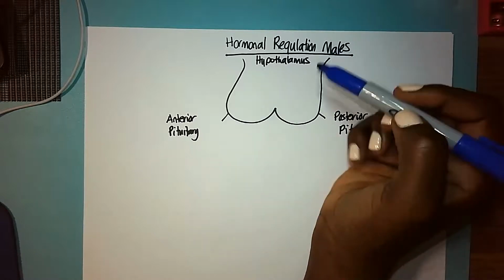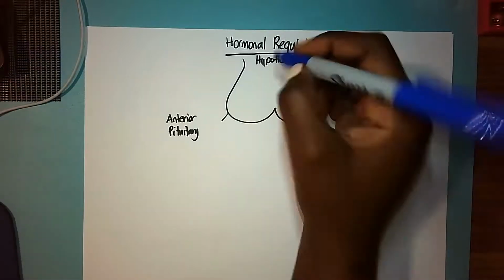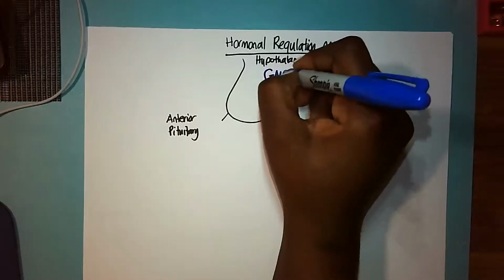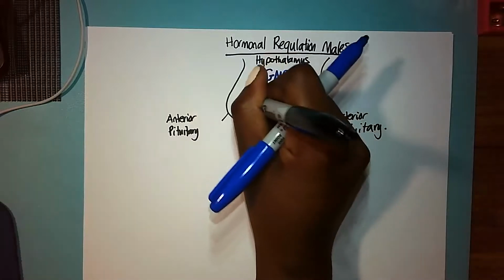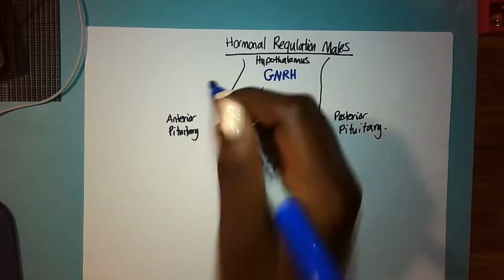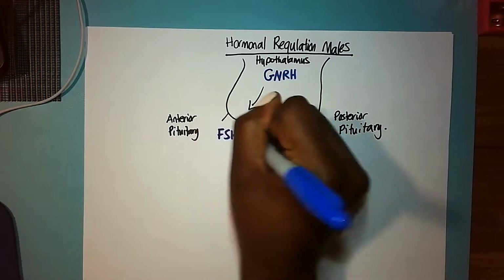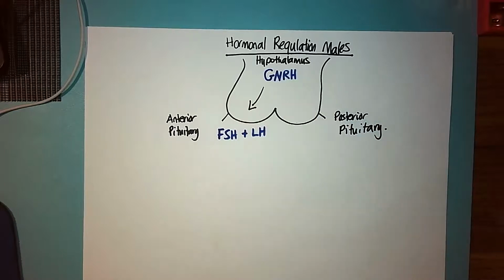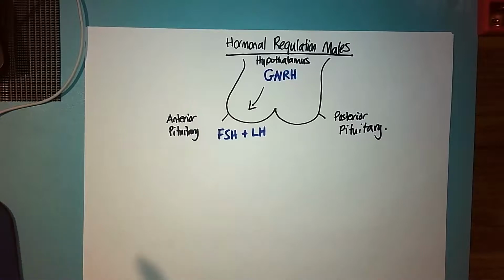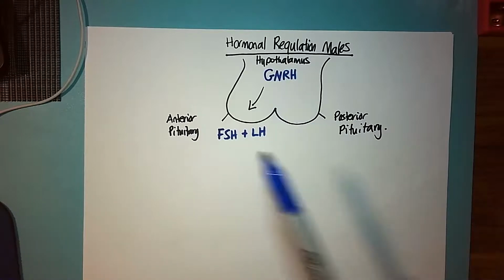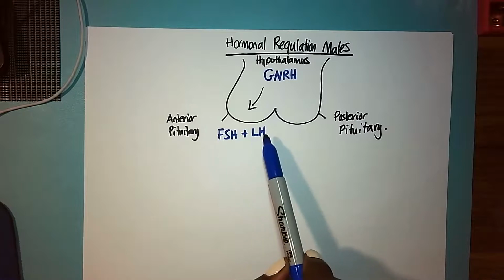Let's not jump the gun. So the hormone that's coming from the hypothalamus is GnRH, which is gonadotropin releasing hormone. That's our first trophic hormone. And GnRH is going to instruct the anterior pituitary to secrete FSH and LH. And these stand for follicle stimulating hormone and luteinizing hormone, respectively. So gonadotropin releasing hormone, follicle stimulating hormone, and luteinizing hormone.